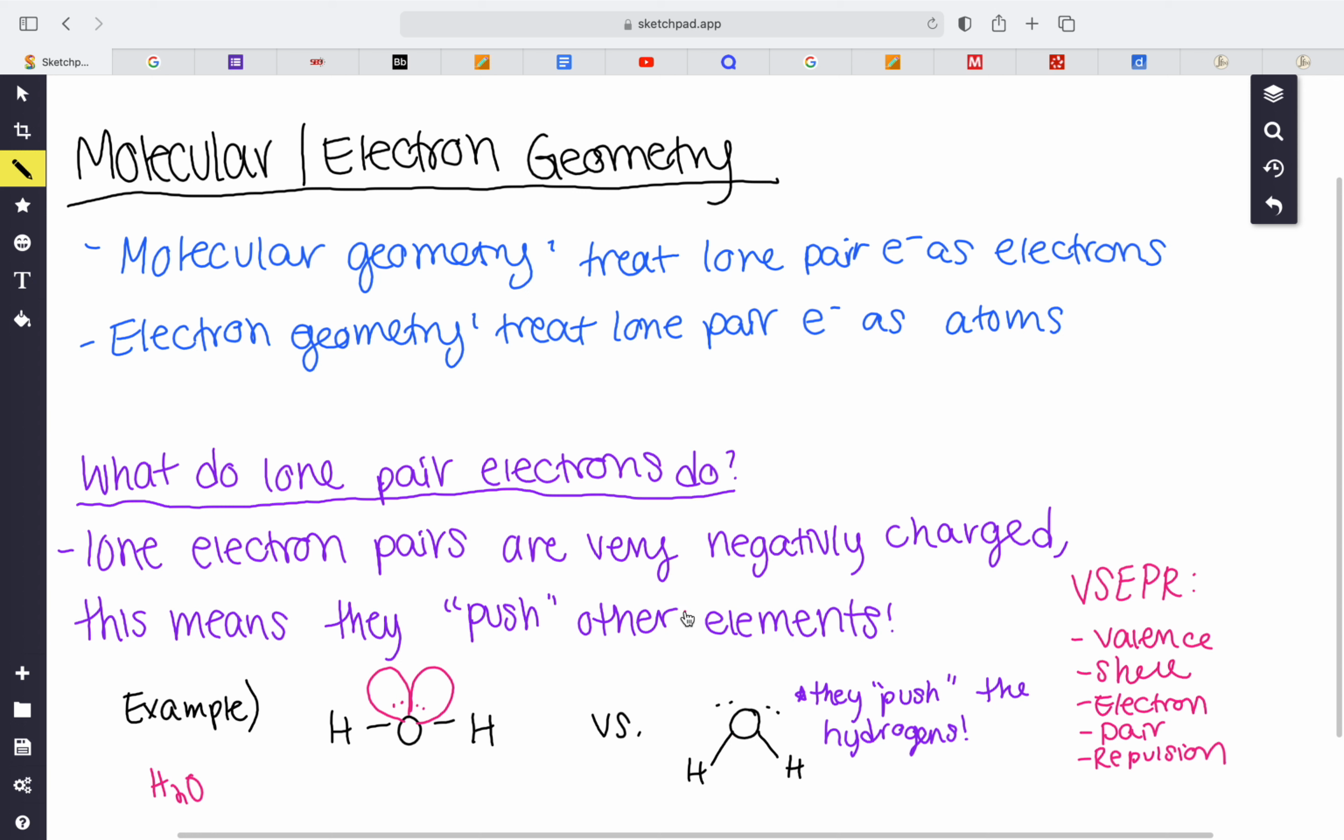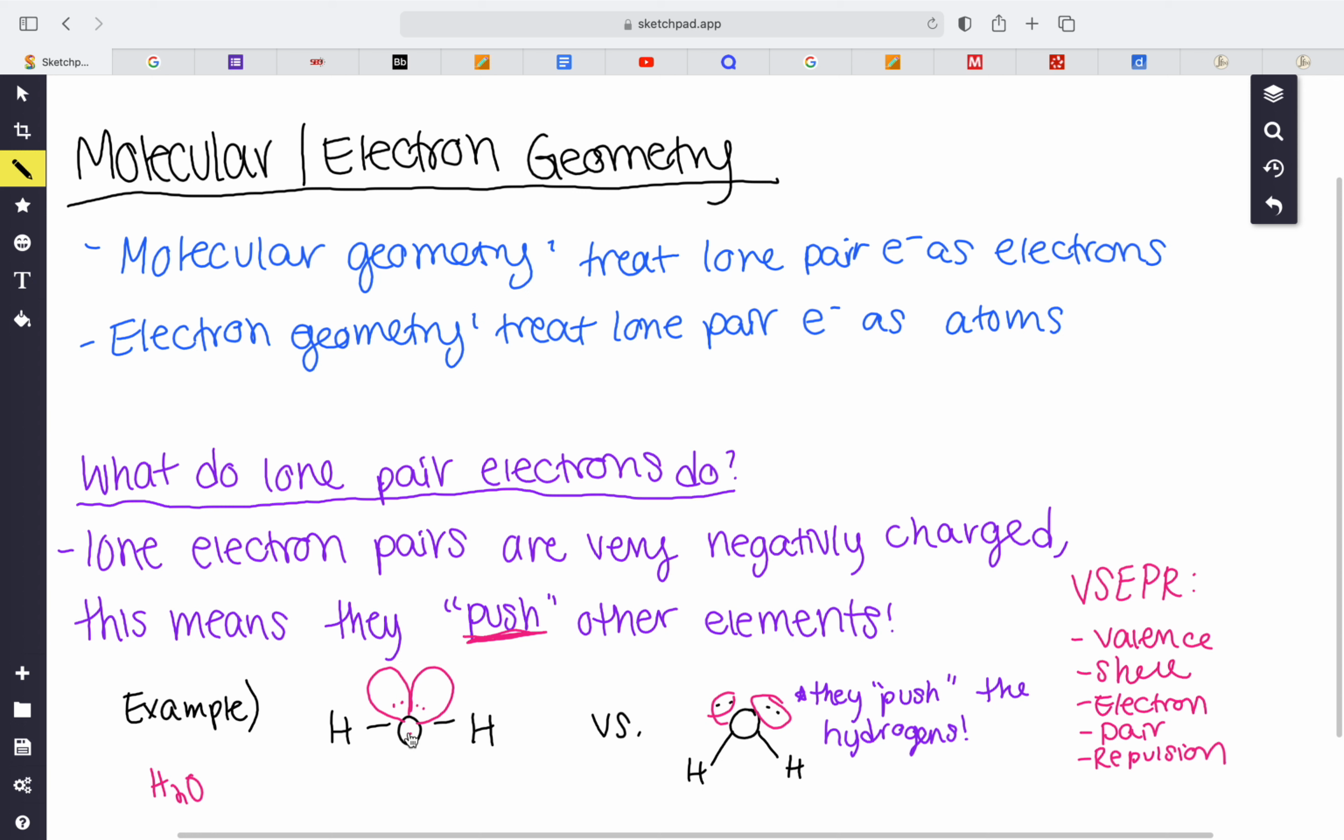So that's why there is a difference between molecular geometry and electron geometry, because once you have those lone pairs, they're going to push the other elements in the molecule. This is all because of VSEPR theory, which is valence shell electron pair repulsion, which basically just means that if you have a lone pair of electrons, or two, they're going to push them. But any amount of lone pair electrons is going to cause that to happen, right?